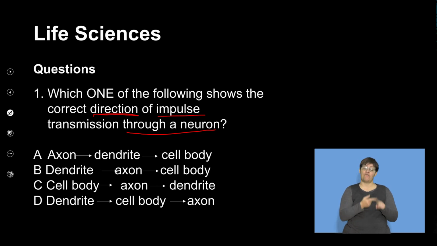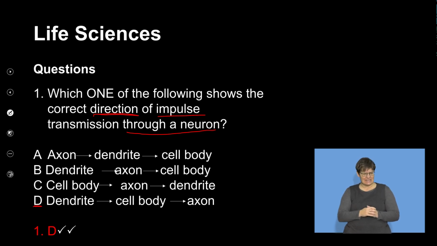The first one says it's from the axon to the dendrite and to the cell body. B says from the dendrites, axon to the cell body. Number C says cell body to the axon to the dendrites. Number D says dendrites to the cell body and axon. So which one will be correct in this case? Number D will be correct.